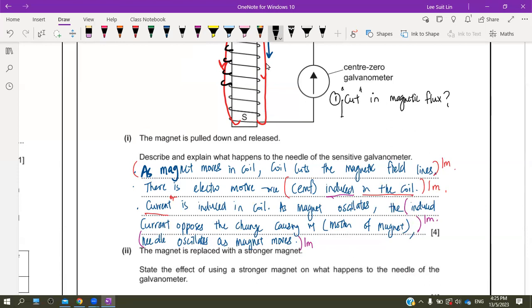Then because of there is a cut, sometimes it can be a change, that it doesn't have to be a cut. So cut, or change in magnetic flux. If there is a cut or change, then we have this induced EMF or current. Okay, and then the second law of electromagnetic induction is about direction.